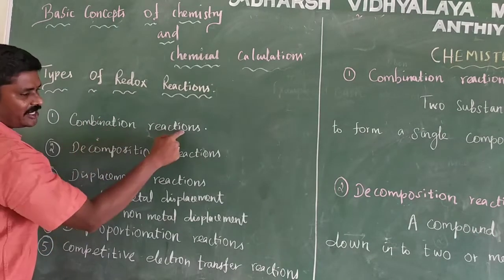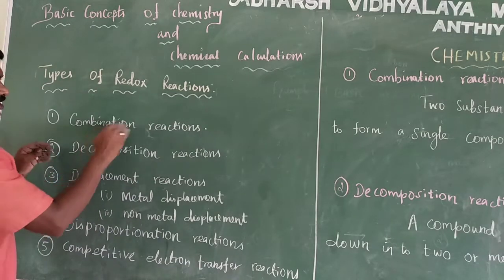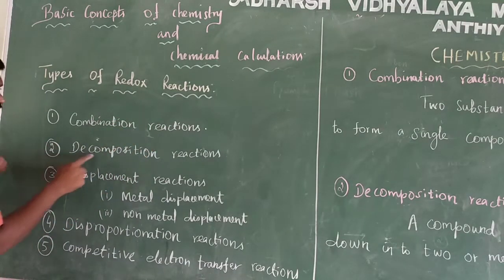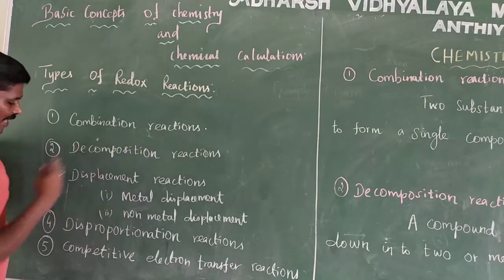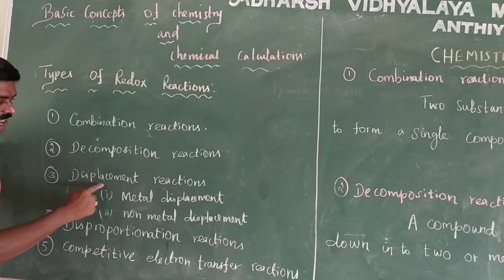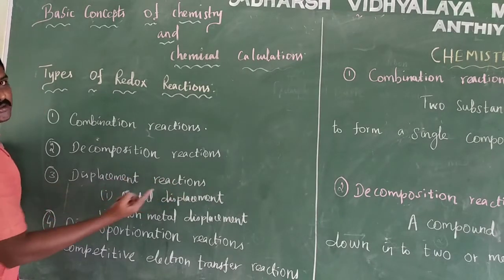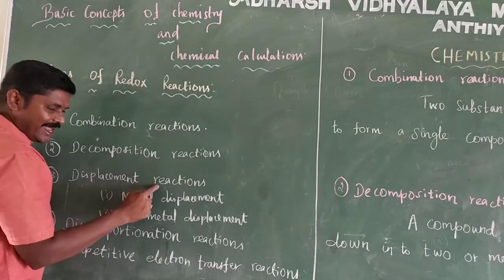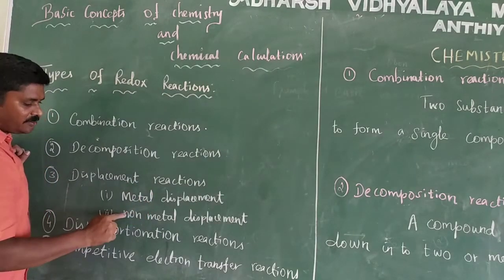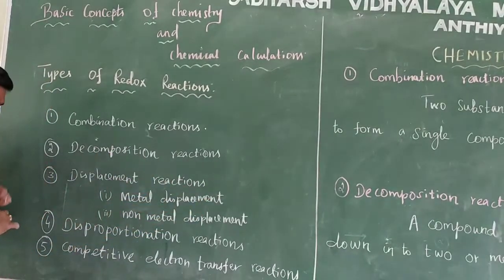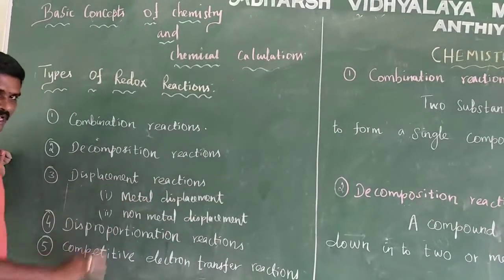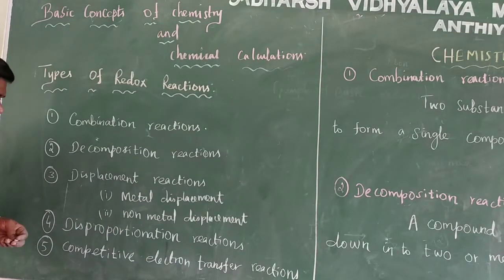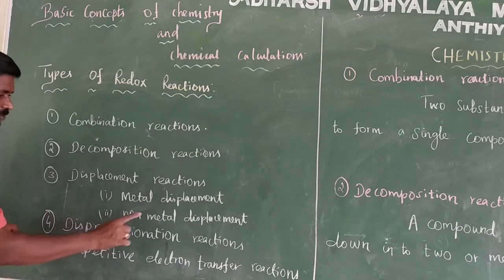One is combination reactions. The second one is decomposition reactions. The third one is displacement reactions. Displacement reactions are further classified into 2 types: one is metal displacement reaction, another one is non-metal displacement reaction.